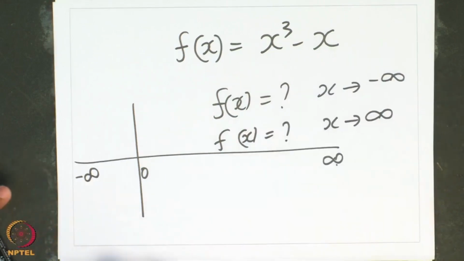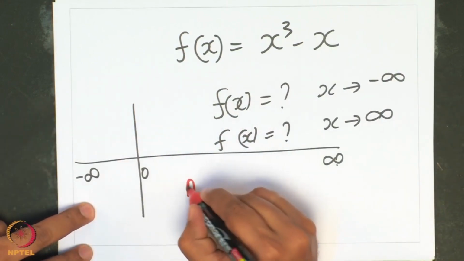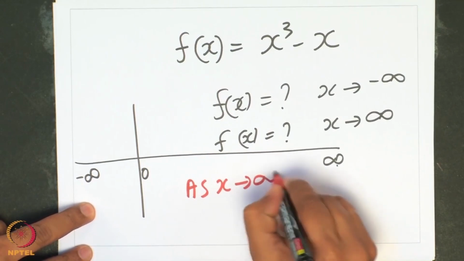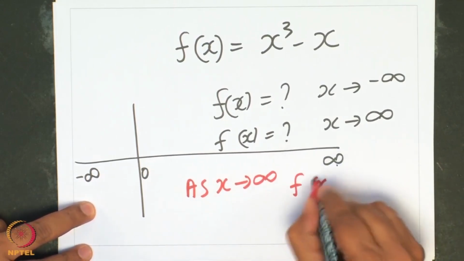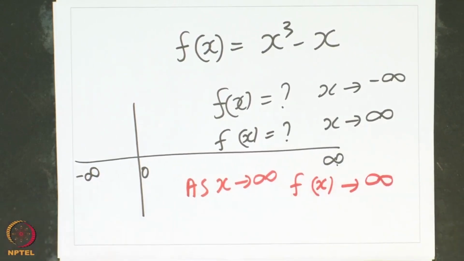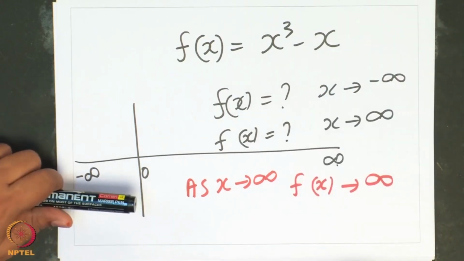So, if you look at it, surely as x goes to infinity, x cube will be larger and larger. So, as x tends to infinity, this f of x value will also go to infinity. This is clear from this.